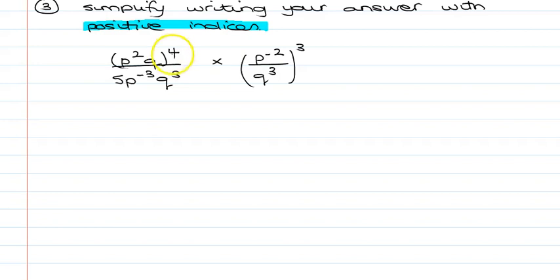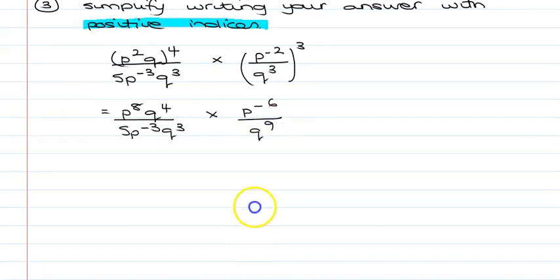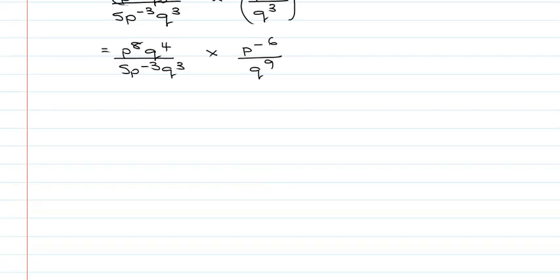So applying the raising a power of a power law to this one, this gives us p to the power 8 and q to the power 4. And I'll just leave the denominator the same for now. Looking over on the right, raising a power of a power, I'm left with p to the negative 6 over q to the power 3 times 3, which is 9. Now I'm going to multiply all the numerator and all the denominator together. It's not the only way to do this. There are other ways of doing this.